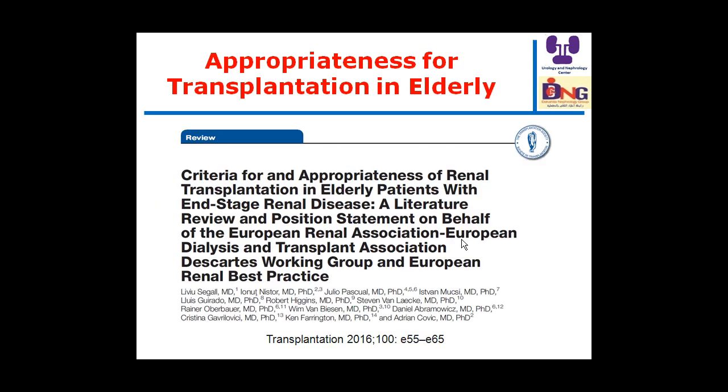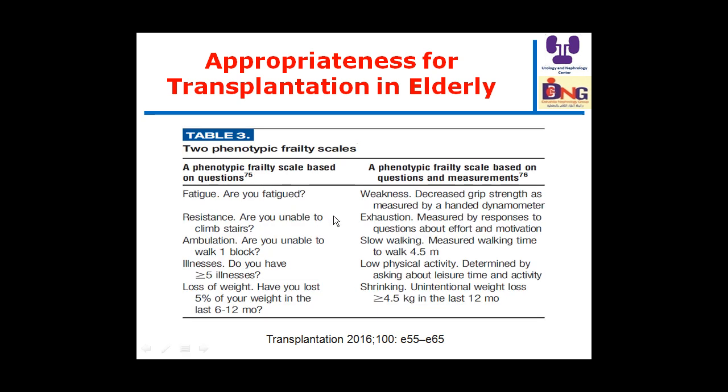Another score is the frailty score. The frailty score is a very simple score. Here, we can ask the patient these questions. Are you fatigued? And the patient will answer yes or no. If yes, the patient will be given a score of 1. Resistance, are you unable to climb stairs? If unable, 1. No, 0. Are you unable to walk 1 block? If he is unable, 1. If he is able, 0.